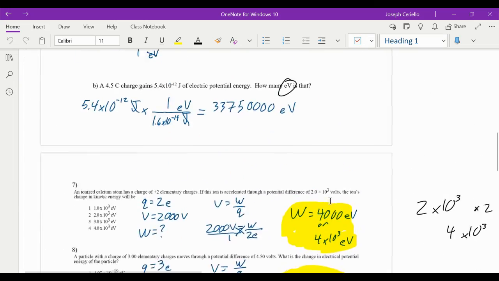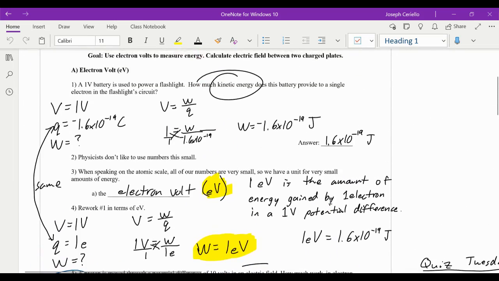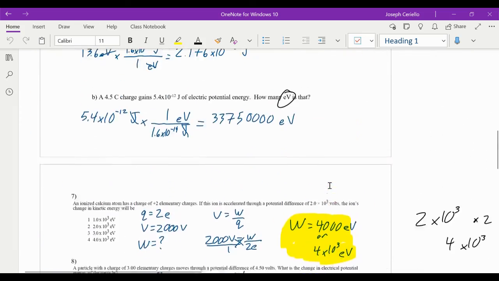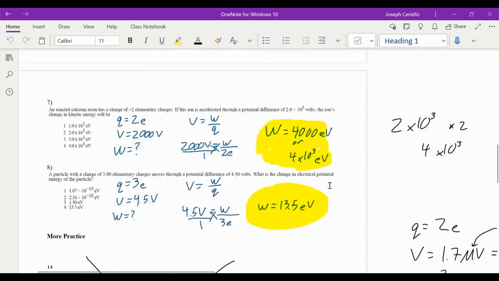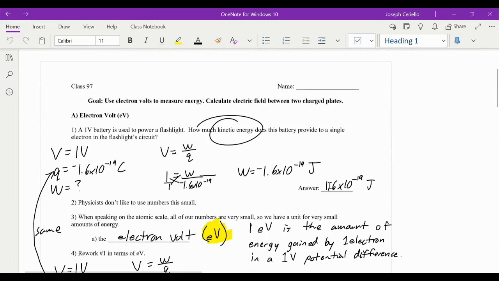So just make sure you're familiar with how to do these questions, both the electron volt method and the joules method. The electron volt method we did mostly in class. The joules method we did in the previous class.